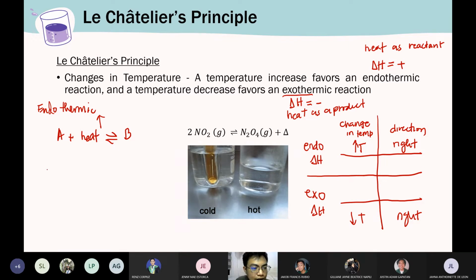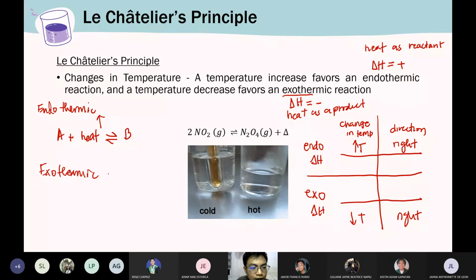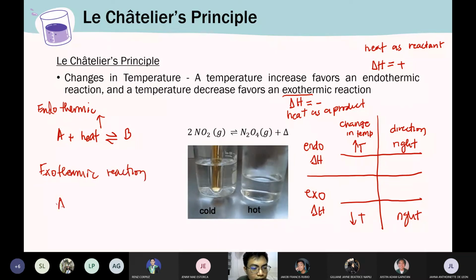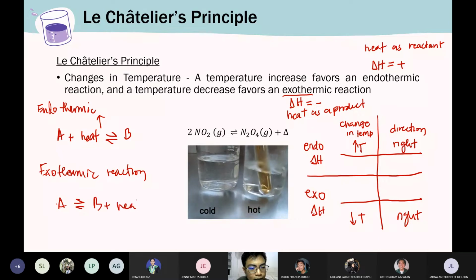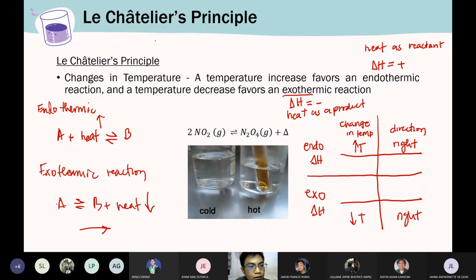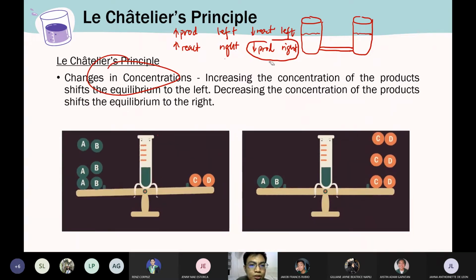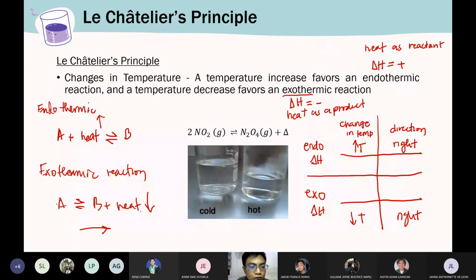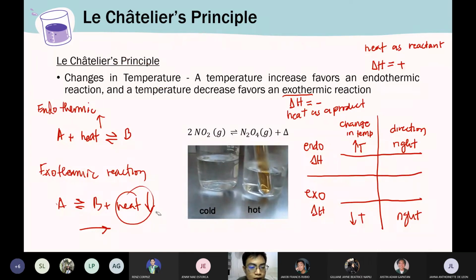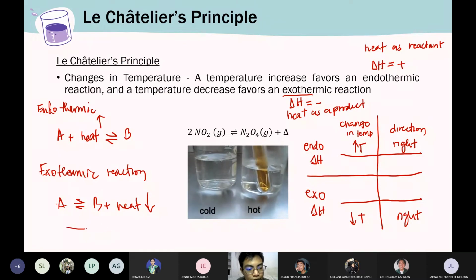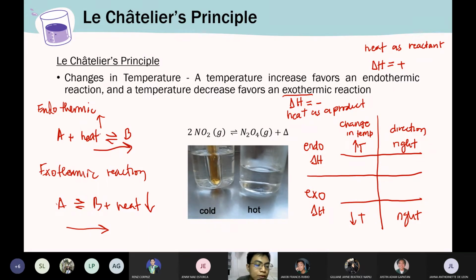So for exothermic reaction, kabaliktaran naman. Ang sabi dyan, if we decrease the heat, it will push the reaction to the right side. Ito din yun, no? Yung changes in concentration na yan. If we decrease the product, to the right yung reaction. So, decreasing the temperature means that you decrease the heat of the system. So, magbabago yung direction niya. To the right siya. So, yun yung reason. Basically, changes in concentration lang din.